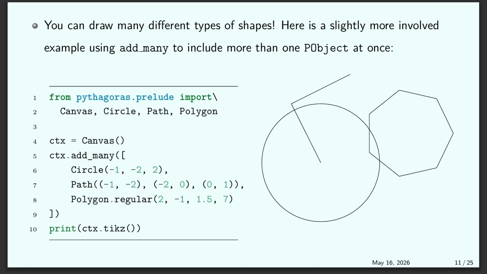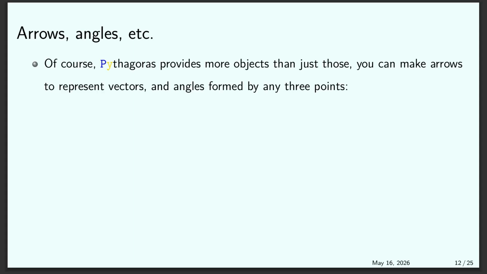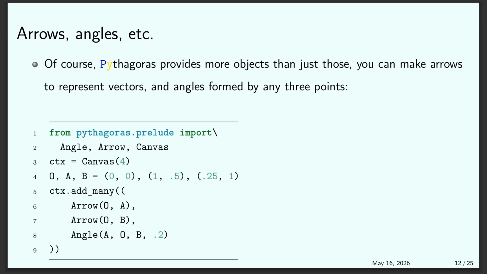It's a simple scene to showcase some of the fundamental objects that you can use in Pythagoras. You also have arrows and angles. You can represent vectors and angles. Any styling library should provide those. And here's an example importing angle, arrow, and canvas, and then we make this. The origin is going to be 0, 0, A is going to be 1.5, and then B is going to be 0.25, 1. And this is the arrow angle.